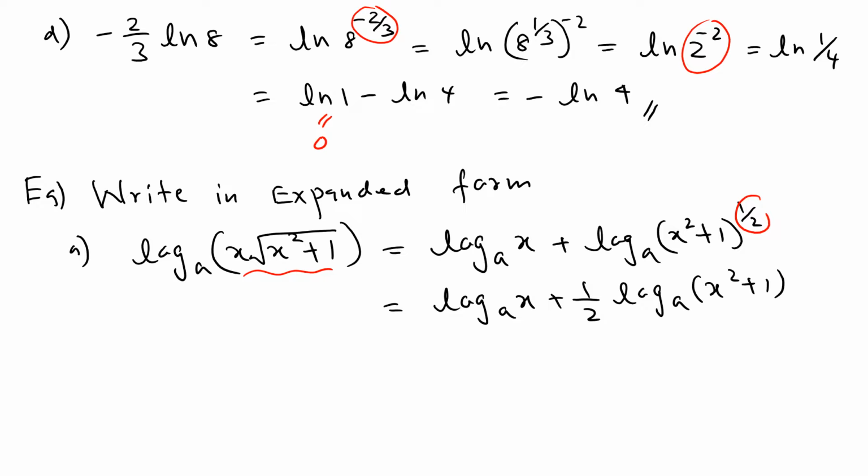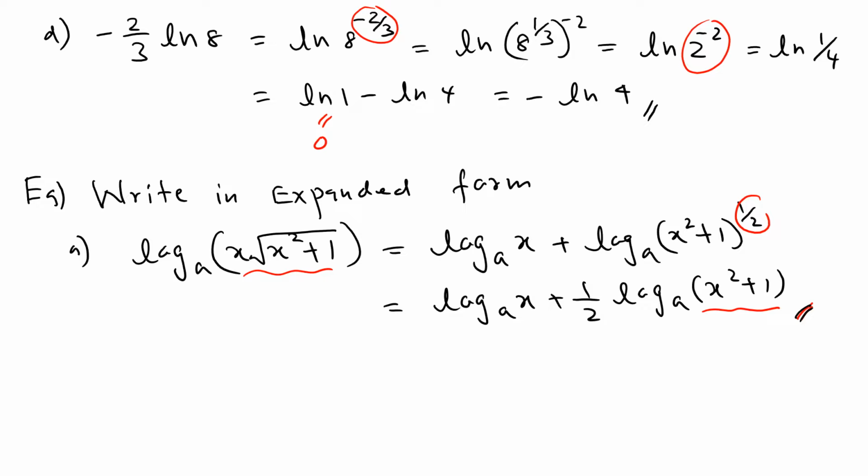So the question is, can you simplify this further than that? You cannot, because we have x squared plus 1. There is no way to simplify x squared plus 1, because you can only simplify when you have a product. So you cannot simplify this further than that. That is the final expanded version of that.